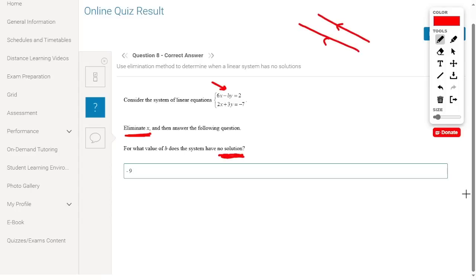Okay. Now here you need to eliminate x. So now let's check the coefficient of x. Here in the first equation it is 6 and here it is 2.